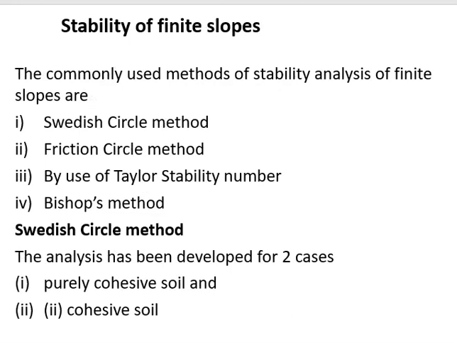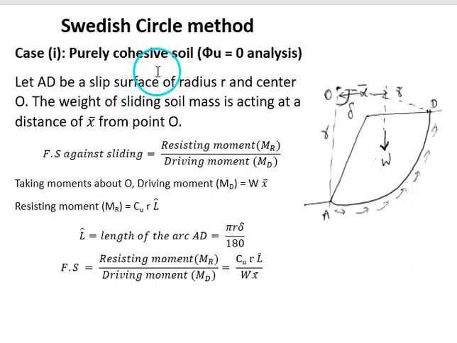The stability of finite slopes can be analyzed using various methods such as the Swedish circle method, friction circle method, using Taylor stability number and Bishop's method. The Swedish circle method is given for two cases, purely cohesive soil and c-phi soil. If it is a purely cohesive soil where phi equal to 0, then the factor of safety with respect to sliding is given as the ratio of resisting moment to the driving moment.